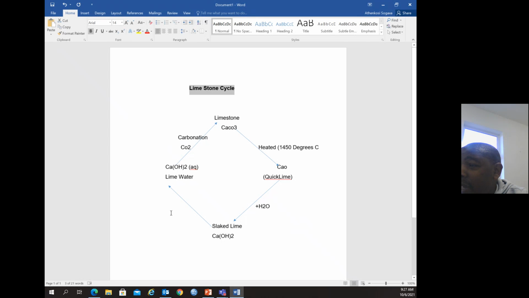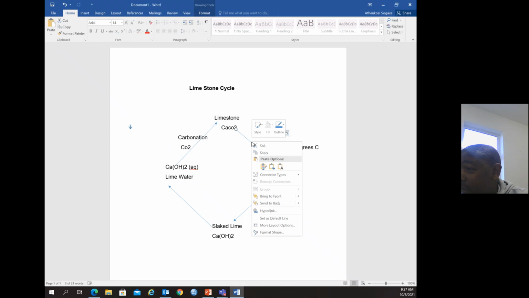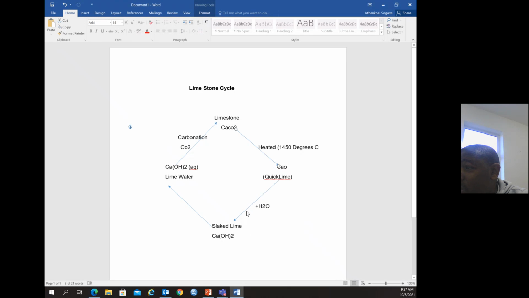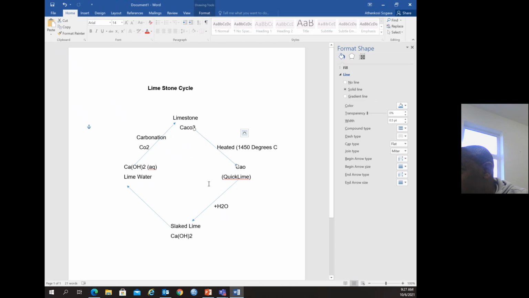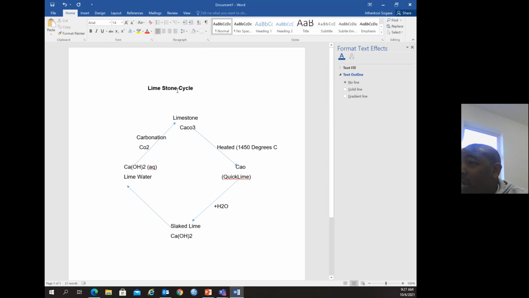So when in a question paper you are asked to draw a limestone cycle, I am expecting that you draw a limestone cycle in this way. That's what you do.